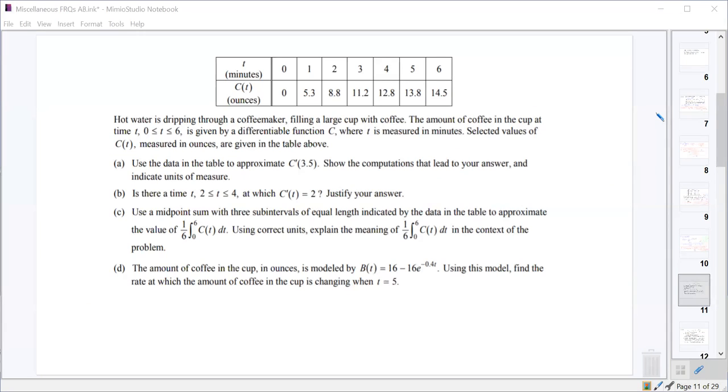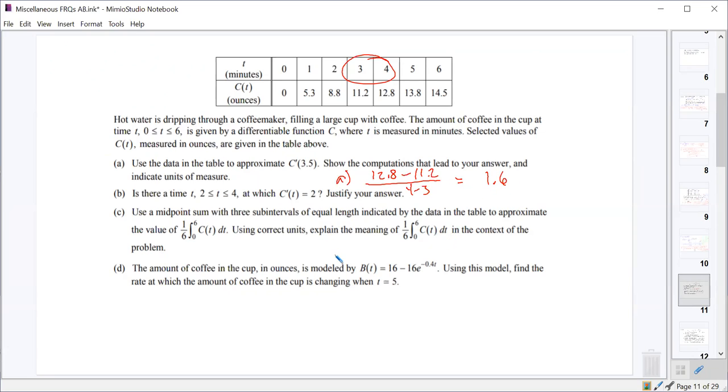We got a chart of values for T and the number of ounces of coffee in a cup. We're using a coffee maker here. First thing we want to do is approximate C prime of 3.5. So for part A, to find C prime of 3.5, we're just going to find the average rate of change between 3 and 4. So that would be 12.8 minus 11.2 over 4 minus 3, which comes out to just 1.6, right?